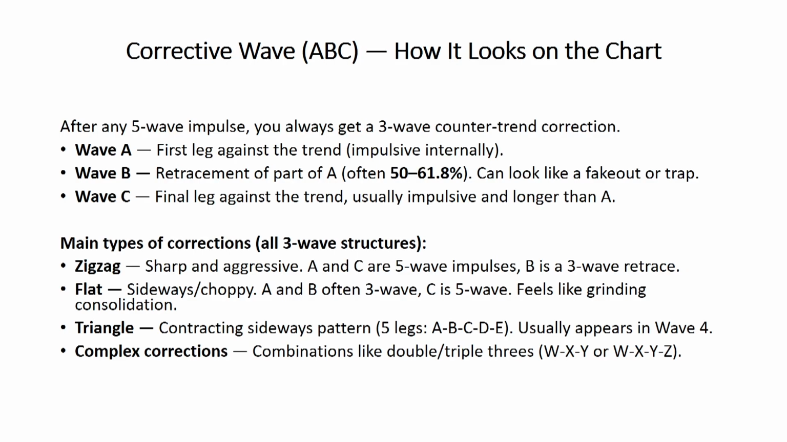The classic ABC structure: wave A, the first move against the trend; wave B, a partial retracement of wave A. Very often, this feels like a fake breakout or even a trap. Wave C, the final leg of the correction, usually strong, impulsive, and often longer than wave A.